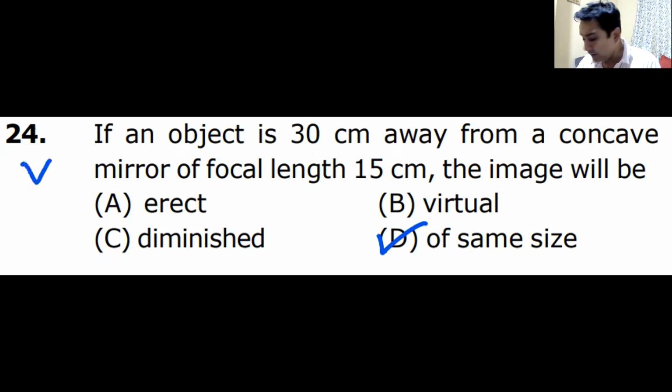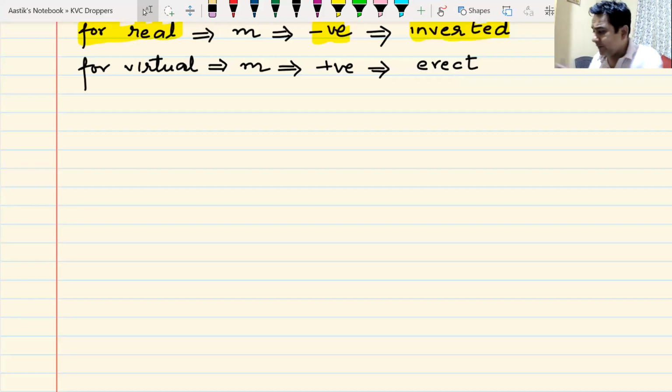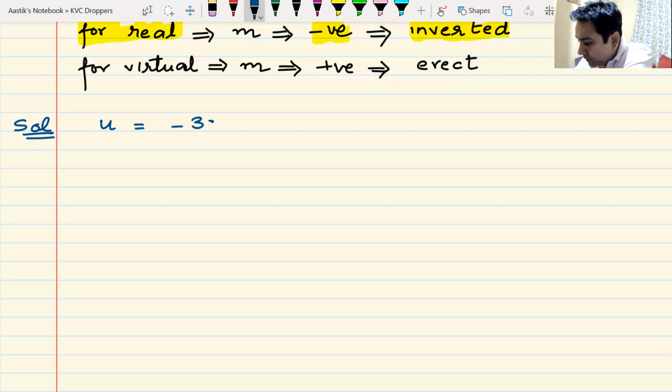You have to tell me what is the value of v, which is the distance of the image, and you have to tell me the magnification. Now, how do you solve this? No one knows how to solve it? Then have a look at how you solve it. First of all, we write what all things are given in the question. The object distance, which is u, is given as 30 centimeters. Now, according to sign convention, the value of u would be minus 30. Yes or no?